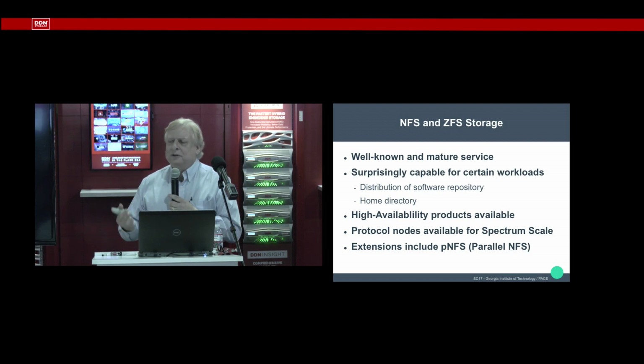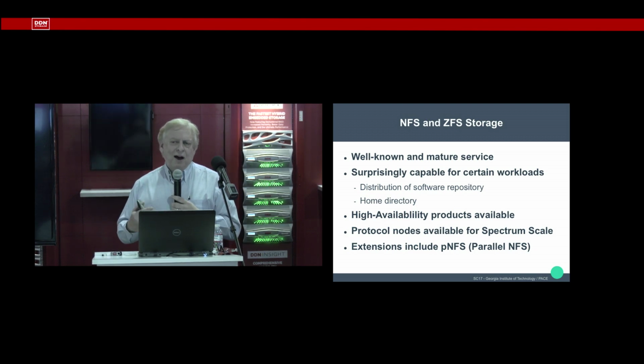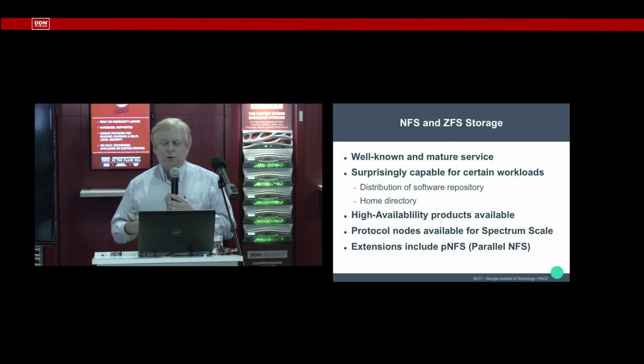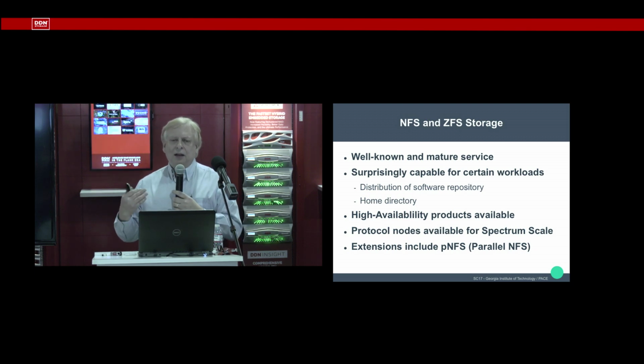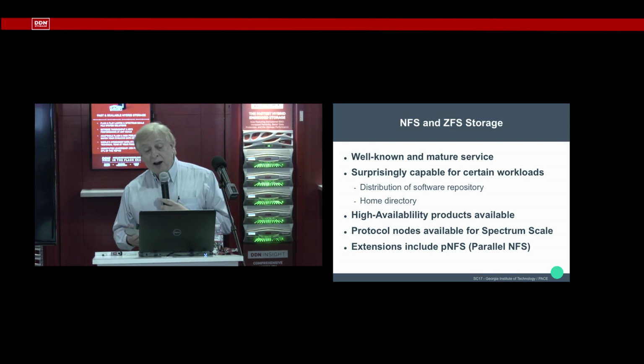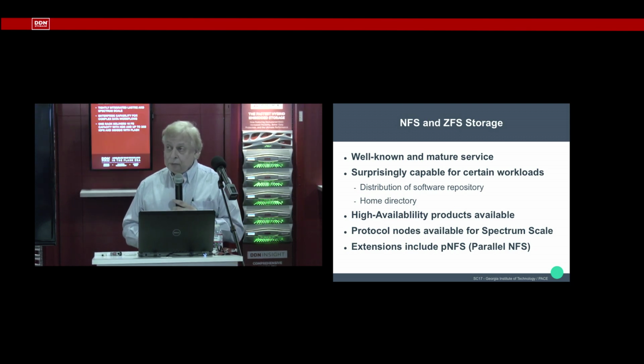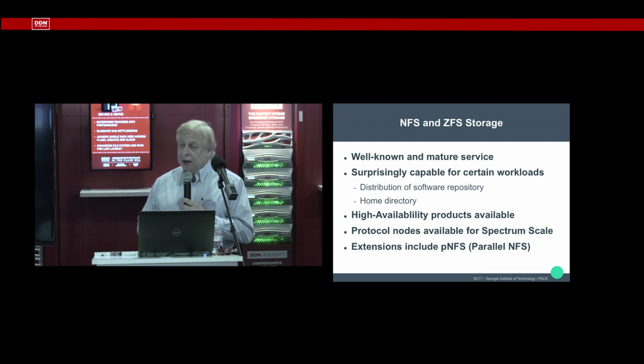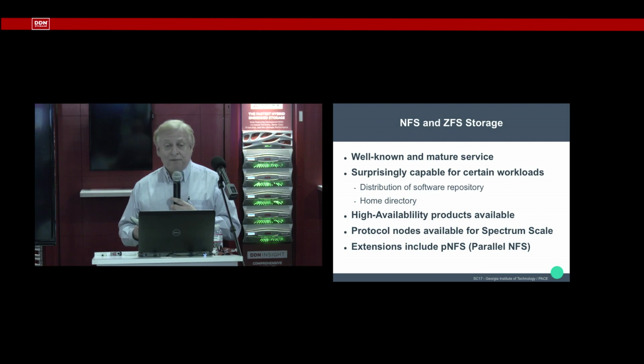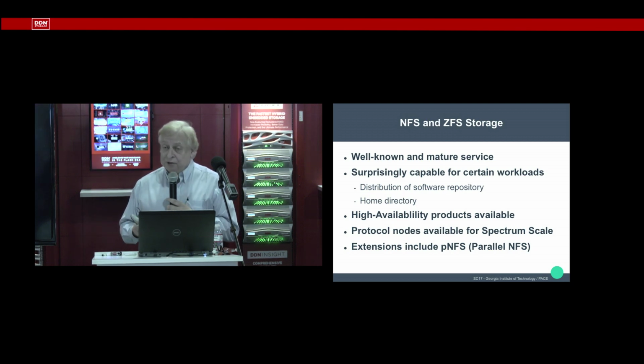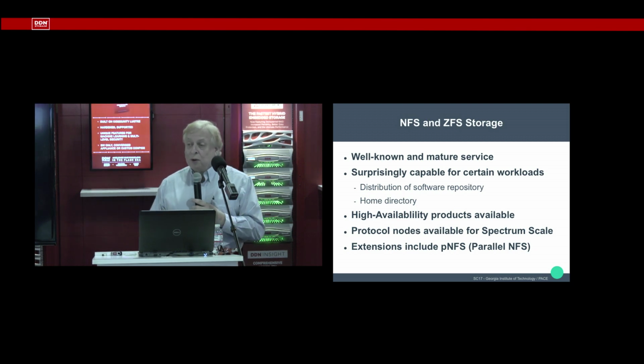It's all very interactive kinds of things, but you don't need a high performance for that. What you really need is just the accessibility and the stability for that, and NFS can do that. There are high availability products available. We have used that. We have some additional products from some other vendors that are out there. They provide us nice high availability NFS and ZFS. And that actually works out quite well for us.